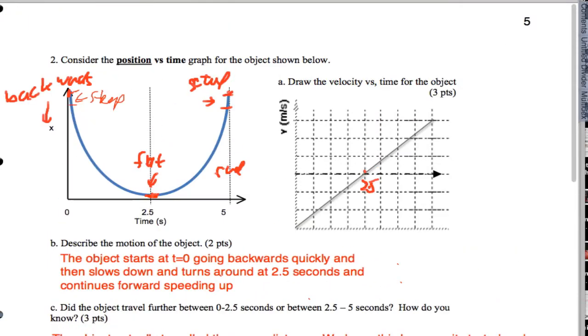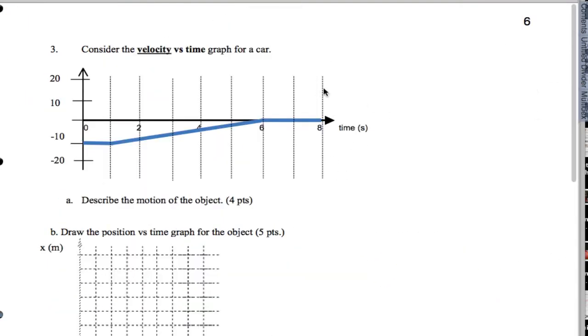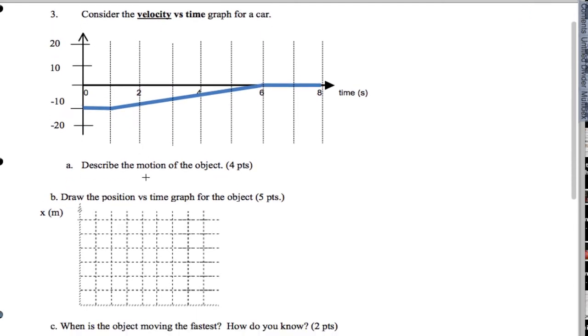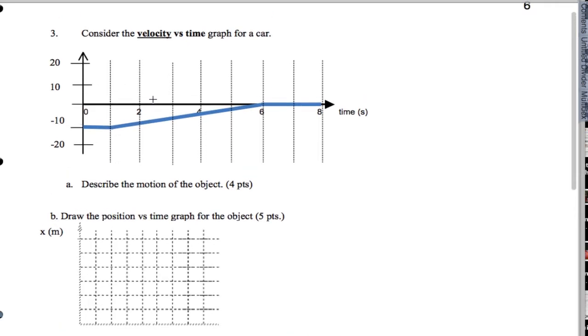Let's move on to problem number 3. For problem number 3, we have a velocity versus time graph for the car, and now we want to plot the position versus time for this object. Now the interesting thing is that this thing is moving backwards the whole time. A lot of people got confused and thought that this meant forward, so I just want to be clear.